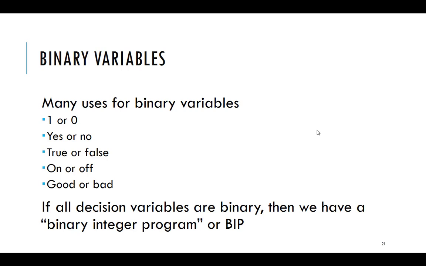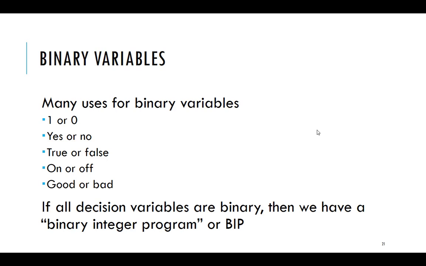One special case of integer programming is when we have binary variables. Recall from what we had learned back in the regression module that a binary variable takes on either a 1 or a 0. Within integer programming, we have a lot of uses for binary variables. We can use it to turn things on and off. We can indicate whether it's a yes or no, true, false, good, bad, that kind of stuff. Right? So we're going to look at several examples of binary variables and how useful they are.